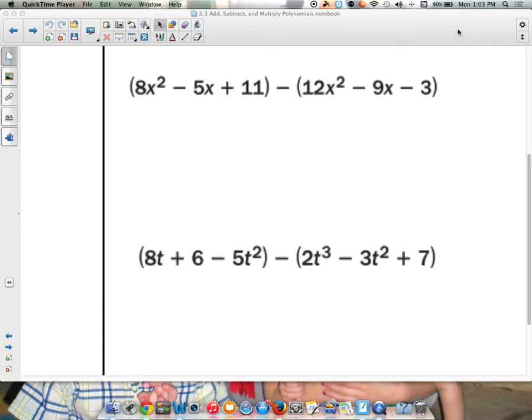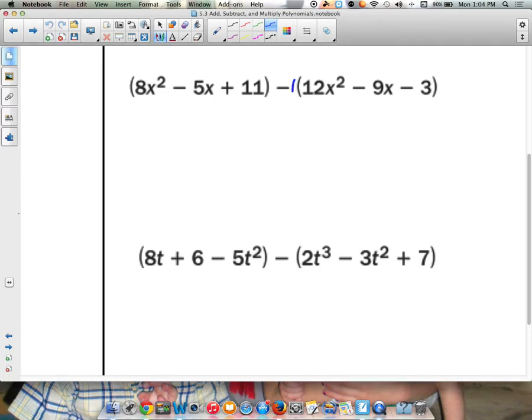Alright, subtracting polynomials. I have 8x squared minus 5x plus 11, and I'm going to subtract 12x squared minus 9x minus 3 from that first polynomial. What I'm going to do is think of this as a negative 1, and I'm going to distribute it. Negative 1 times 12x squared is negative 12x squared. Negative 1 times negative 9x is positive 9x, and negative 1 times negative 3 is positive 3.